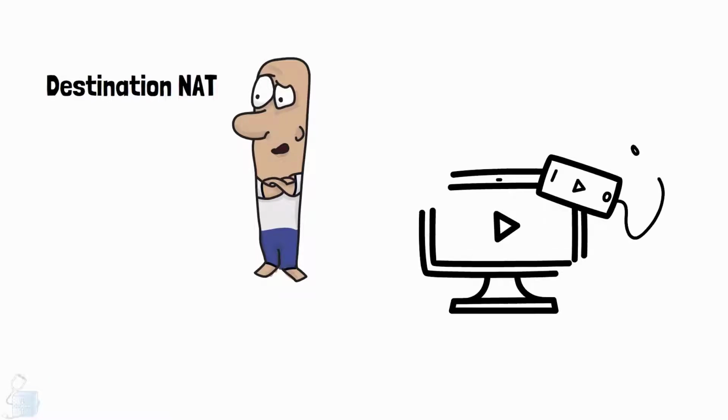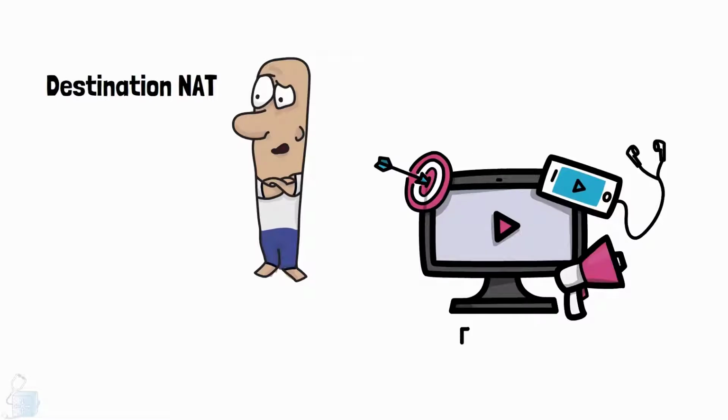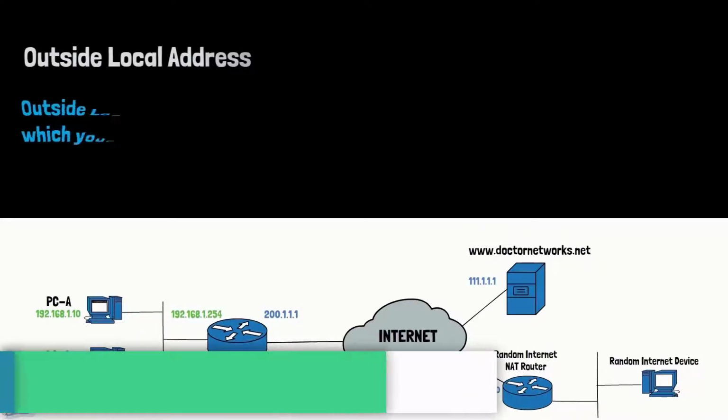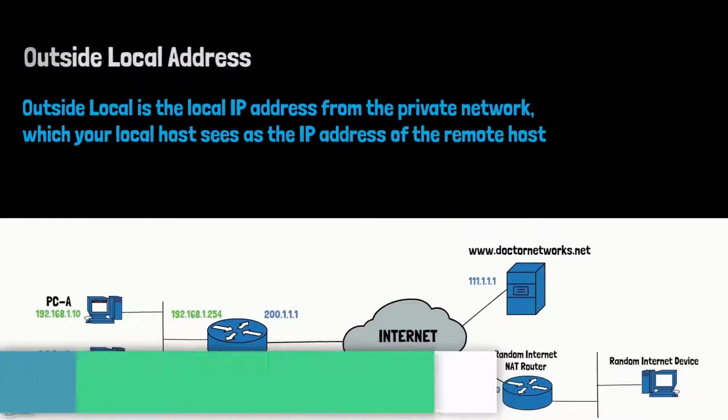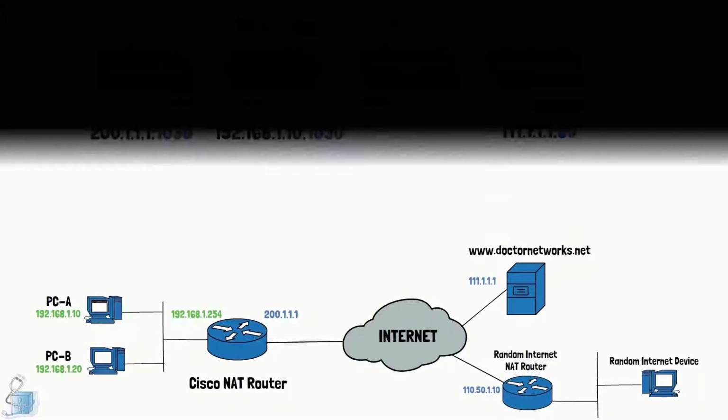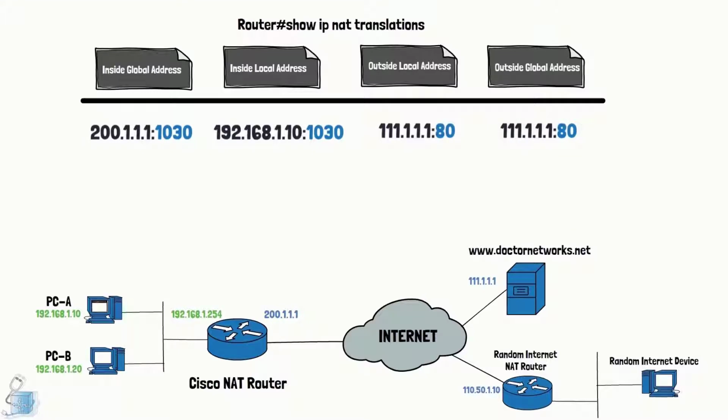Now, to make sense of the Destination NAT, let's have a look at an example from our NAT beginner series where we alter the outside local address to achieve Destination NAT on the Cisco router. Outside local address is the local IP address from the private network which your local host sees as the IP address of the remote host. Now, if that isn't frying your mind right now, nothing will. But don't worry, we got this. Let's just break down the terms and reverse engineer it.